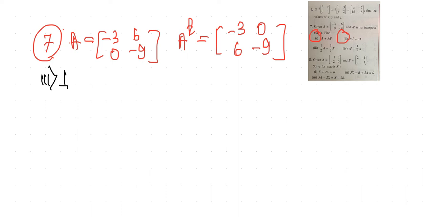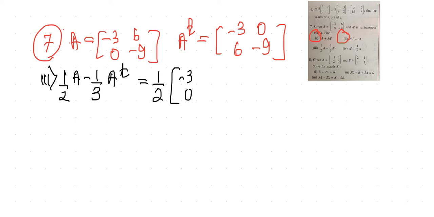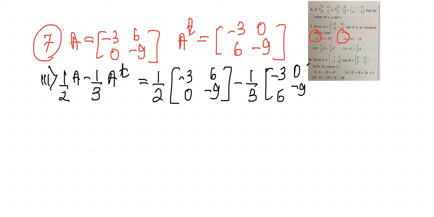Now this is what, children? This is half of A minus 1 by 3 of transpose of A. Okay. So how am I going to do this? So this will be equal to half of A is what, children? Write down minus 3, 0 and 6 and minus 9. On this is equal to minus 3, 6, 0 and minus 9. So this half when you will multiply, you will be getting what? Minus 3 upon 2. Here you will be getting 0. Then this is 6 upon 2 is 3 and then minus 9 upon 2.